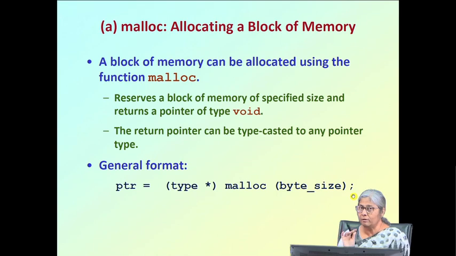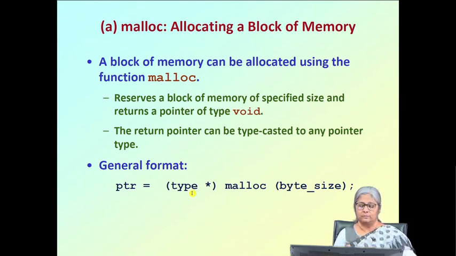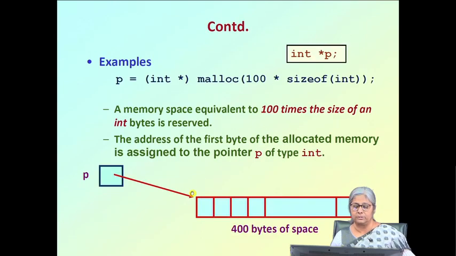So, malloc has done two things: allocating memory and returning a pointer of type void, and we need the typecasting of that particular pointer, and then we get the final PTR.